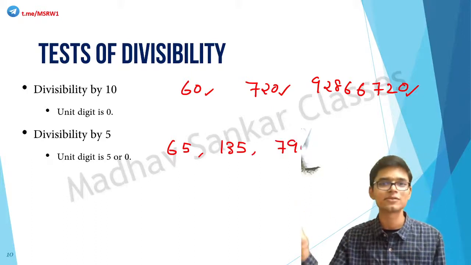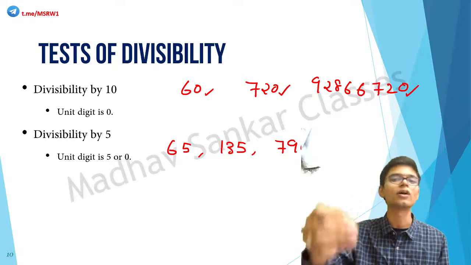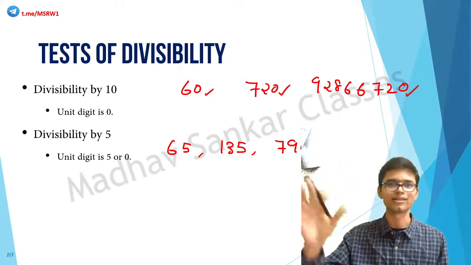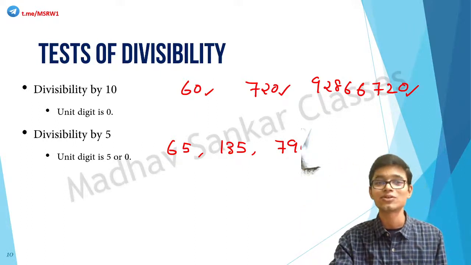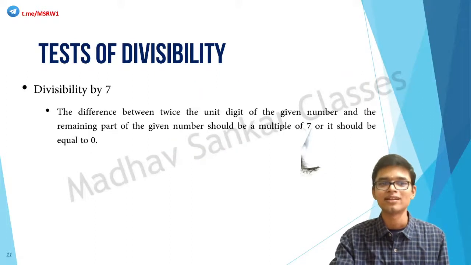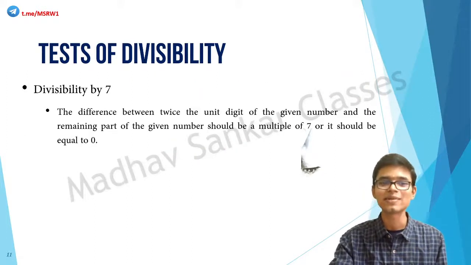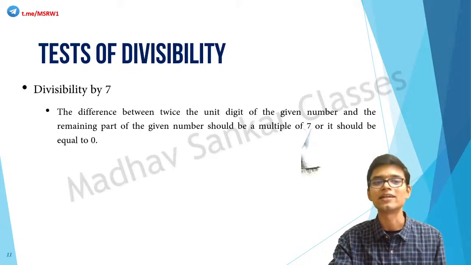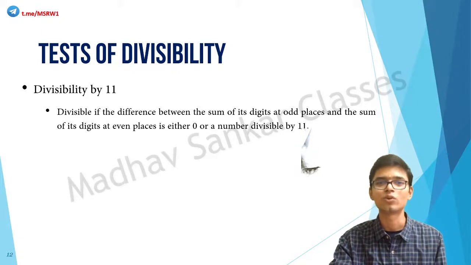790. All these are divisible by 5 because each ends with 0 or 5. So these two are no-brainers. Everybody knows it, so these are the easiest ones. Now the difficult ones: divisibility by 7 and divisibility by 11. These two are a bit tricky.